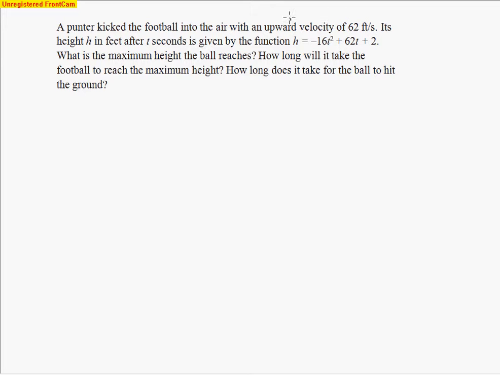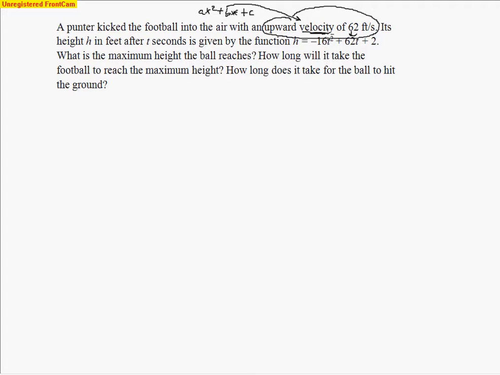So one thing I want you to notice is that every time they give us the velocity, that's going to end up being the b term right here. And that's what you're going to see. So velocity represents the b term in ax squared plus bx plus c. So this term right here is that velocity.